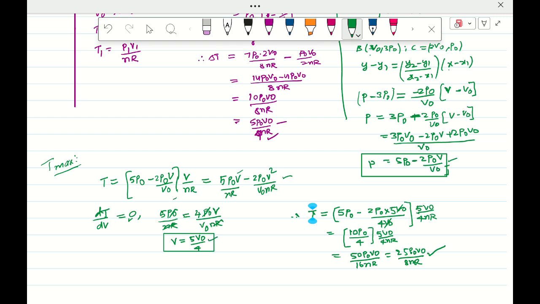Since T value is asked, substitute this V value in this equation. So I substitute 5 P naught minus 2 P naught into V value 5 V naught by 4 V naught; V naught gets cancelled, into V by nR, giving 5 V naught by 4 by nR. So the answer will come like this.